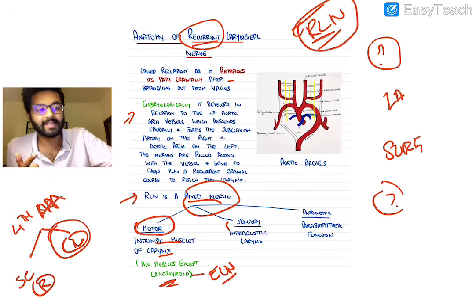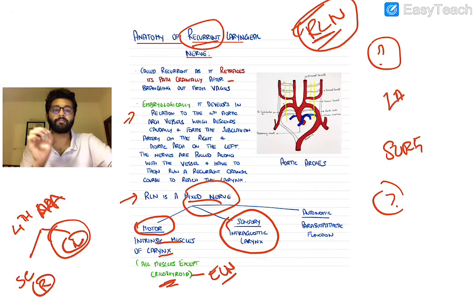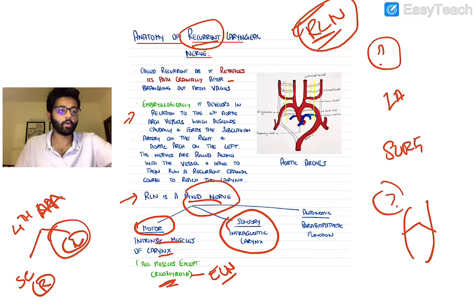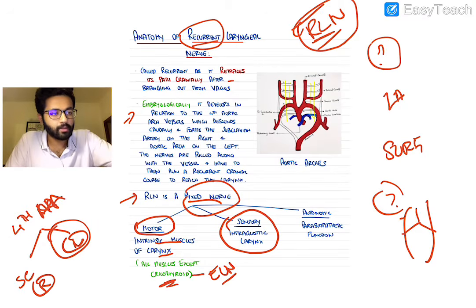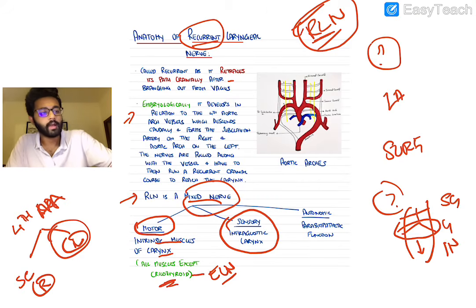It also has a sensory component which supplies the infraglottic larynx. What does this mean? You know the larynx is divided into three parts by the vocal cords. The region above the vocal cords is called supraglottic, the region around the vocal cords is called glottic, and the region below the vocal cords is called infraglottic. The sensory supply of this infraglottic region is by the recurrent laryngeal nerve.